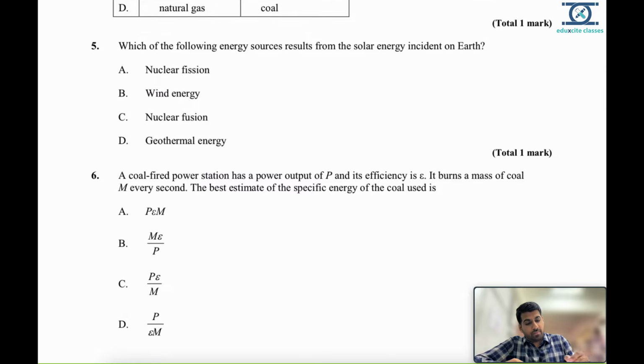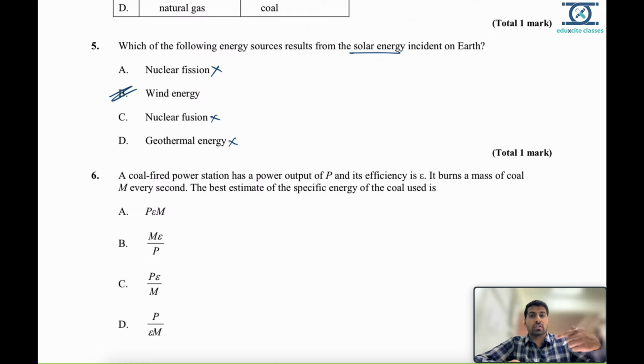Question number 5, which of the following energy sources result from the solar energy incident on the earth? Now nuclear, as we discussed, uses uranium. Geothermal, as I mentioned, is the heat entrapped within the surface of the earth's crust. So that has nothing to do with solar energy, that also gets cancelled. So the remaining option is B.